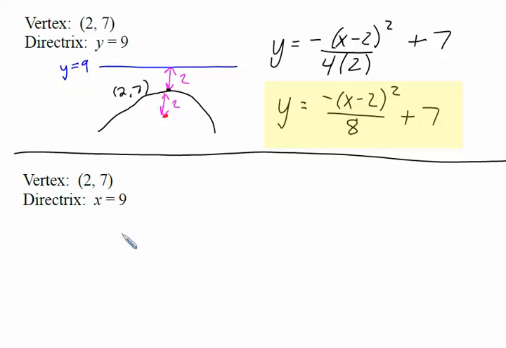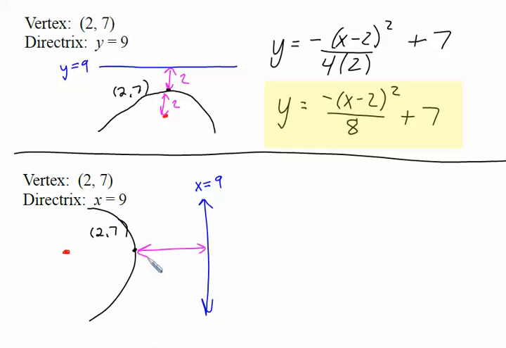Now let's look at the next problem. The vertex is again at 2, 7, but this time our directrix is a vertical line over at x equals 9. So we know that this parabola is going to be opening left. Its focal point is going to be over here. c is the distance between the directrix and the vertex. In this problem it's 7 because 2 plus 7 is 9. So we go another 7 units from the vertex to the focal point, and that tells us our focal point is at negative 5, 7.